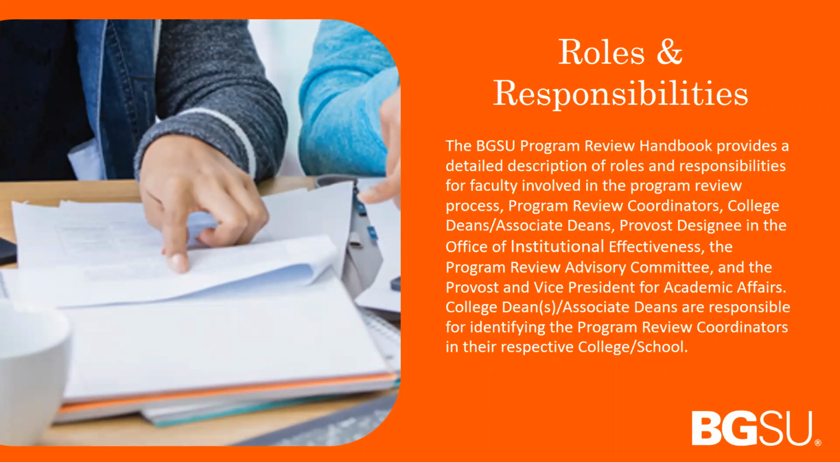With respect to roles and responsibilities, the BGSU Program Review Handbook provides a detailed description of roles and responsibilities for faculty involved in the program review process, for the program review coordinators, for college deans or associate deans, the provost designee in the Office of Institutional Effectiveness, the Program Review Advisory Committee, or PRAC, and the Provost and Vice President for Academic Affairs. Note that college deans or associate deans are responsible for identifying the program review coordinators in their respective colleges and schools.